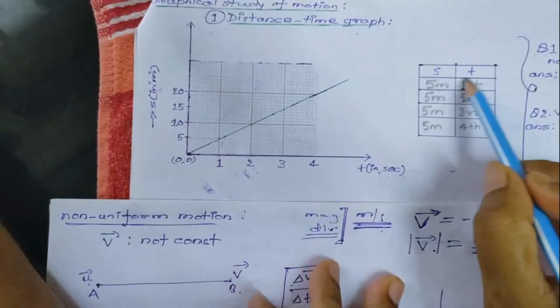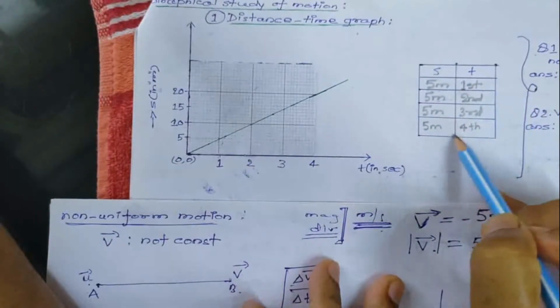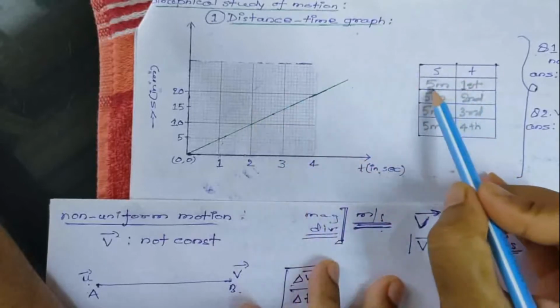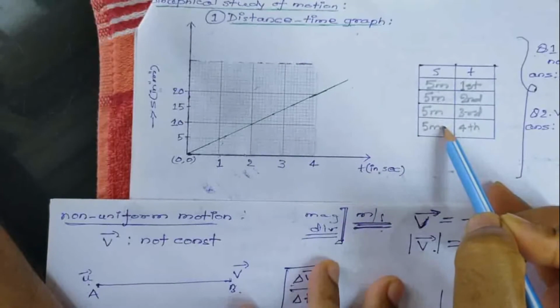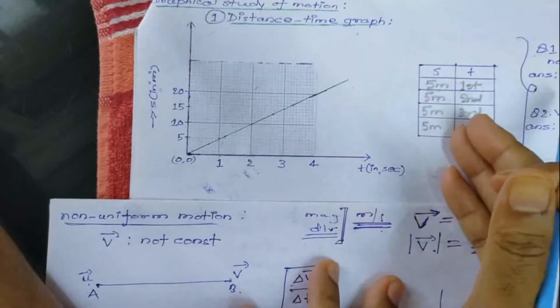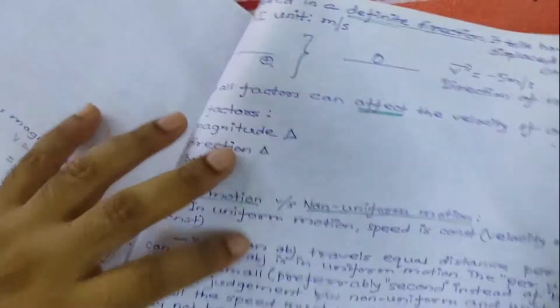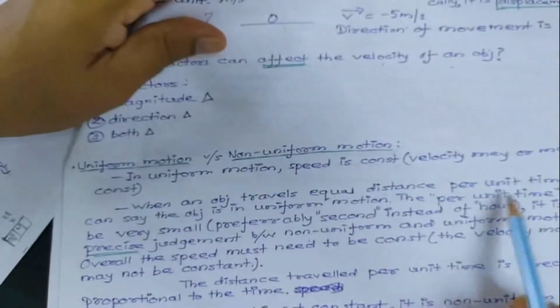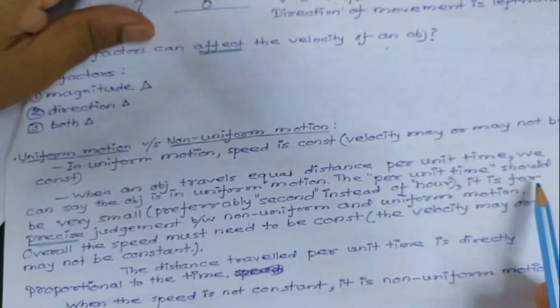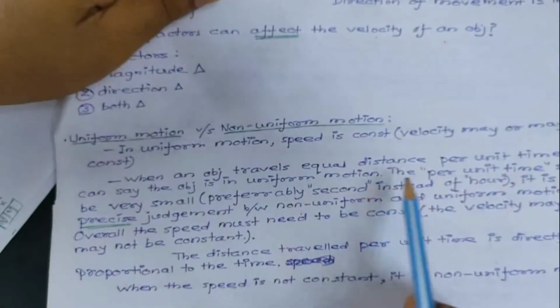Per unit time, the object is traveling an equal amount of distance: 5 meter, 5 meter, 5 meter, 5 meter. I think this is the definition of uniform motion. Do you remember? Let us go back: when an object travels equal distance per unit time, we can say the object is in uniform motion.